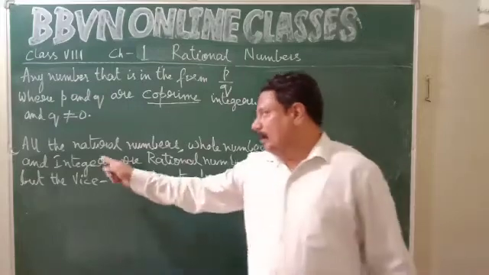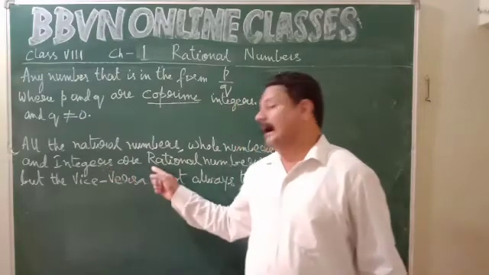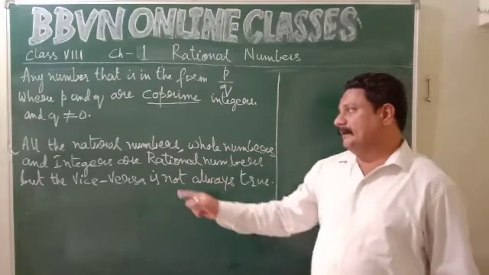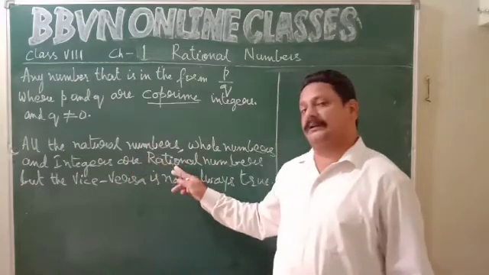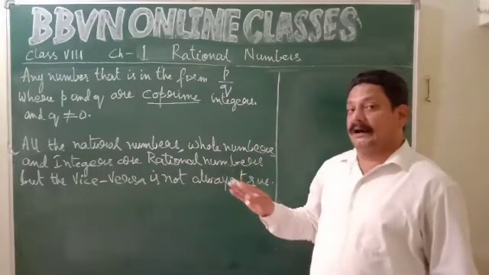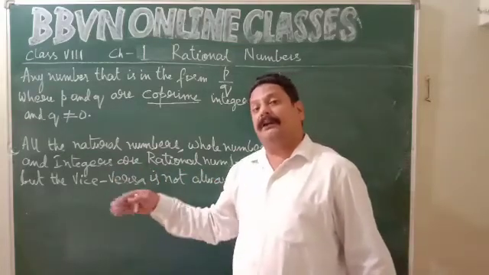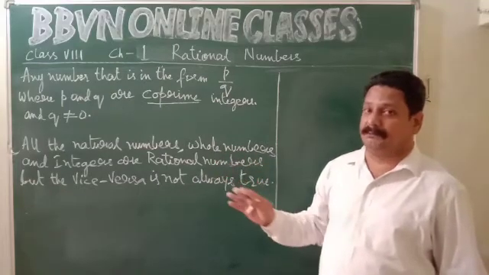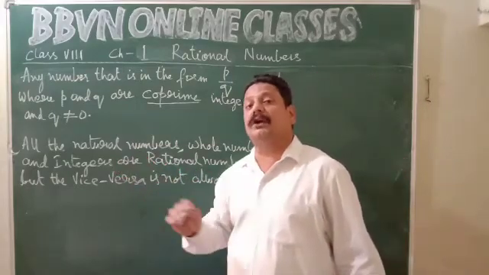Okay, next part. All the natural numbers, all the whole numbers, and all the integers are rational numbers. But the vice versa does not hold. All the natural numbers are rational numbers, all the whole numbers are rational numbers, all the integers are rational numbers, but I cannot say every time that all the rational numbers are integers. It may happen, it may not happen. All the rational numbers are whole numbers? It is possible at some times, but not always. All the rational numbers are natural numbers? No, it is not always true.